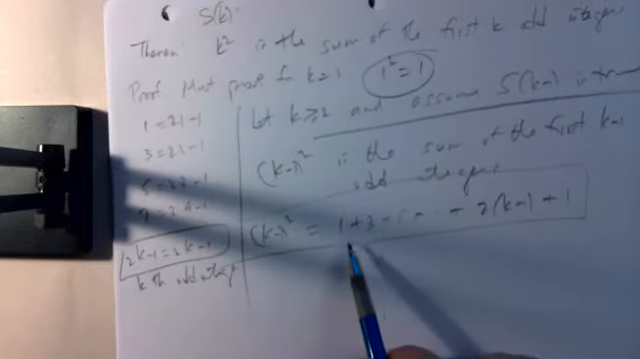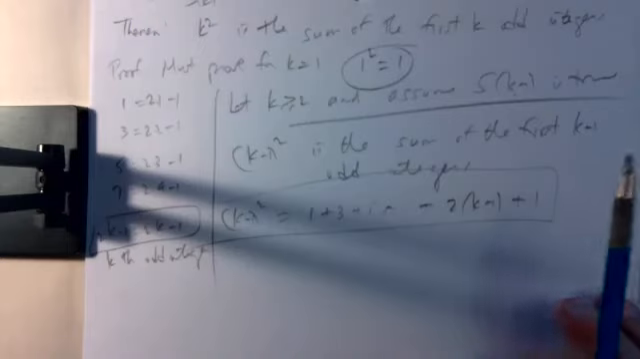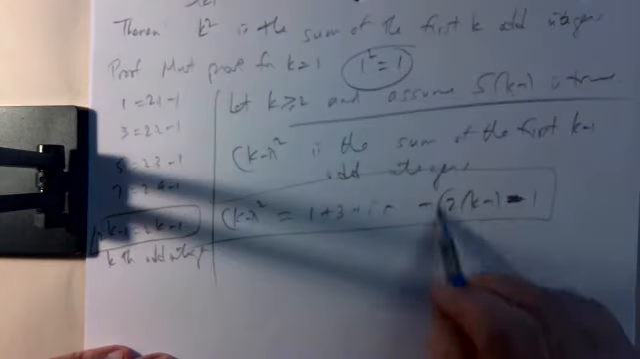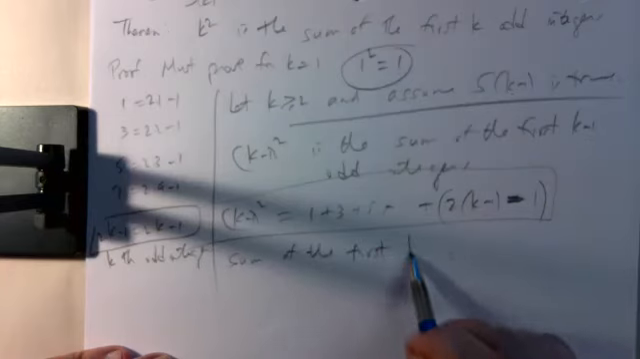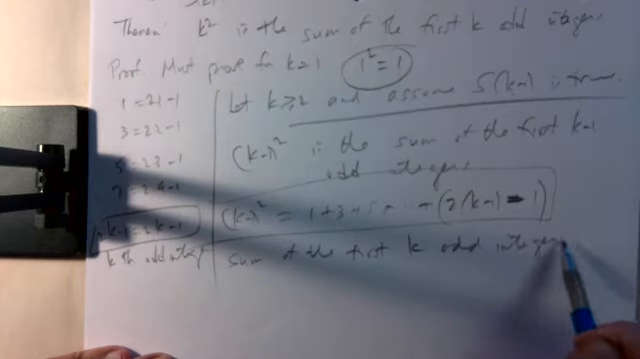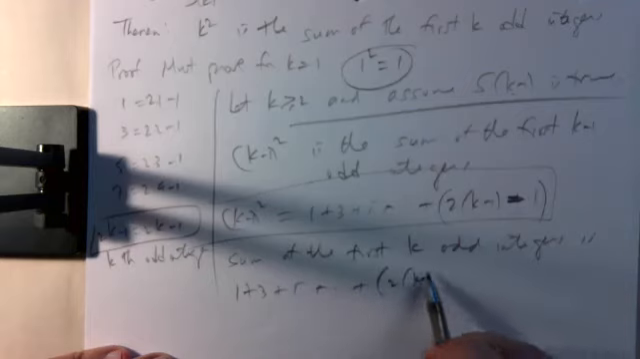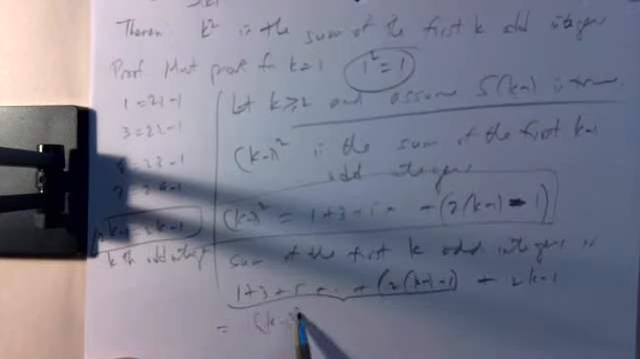This is what is called the induction hypothesis. We're assuming S of k minus 1 is true. That means that k minus 1 squared is the sum of the first k minus 1 odd numbers. The sum of the first k odd integers is 1 plus 3 plus 5, and so on. The k minus first is 2 times k minus 1 minus 1, and the kth odd integer is 2k minus 1. But this, we know, is k minus 1 squared plus 2k minus 1.